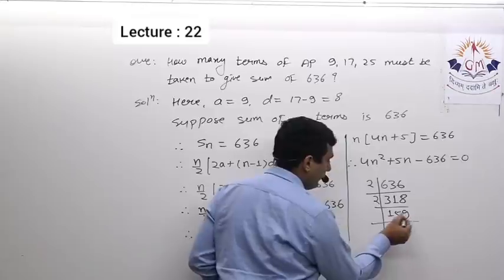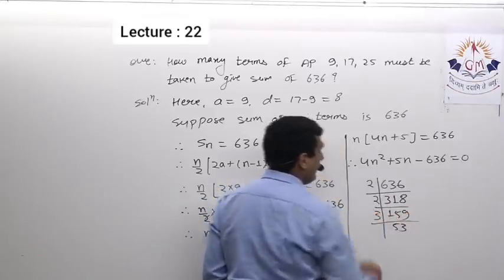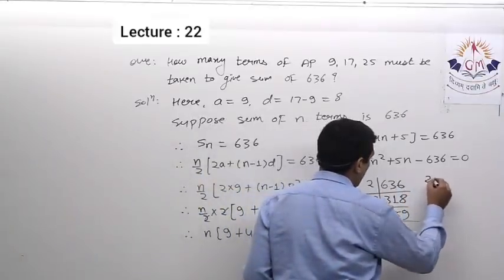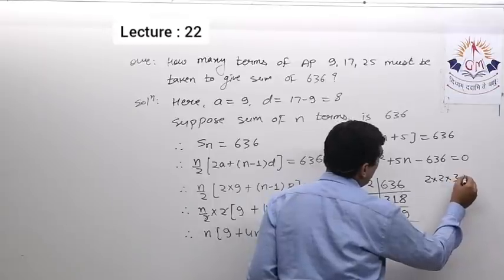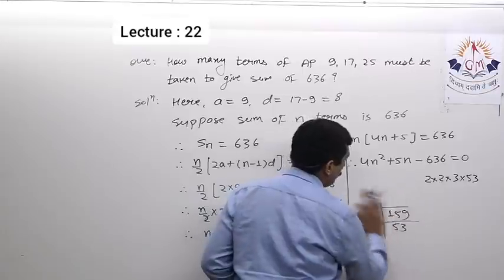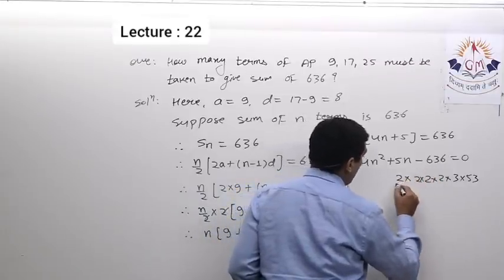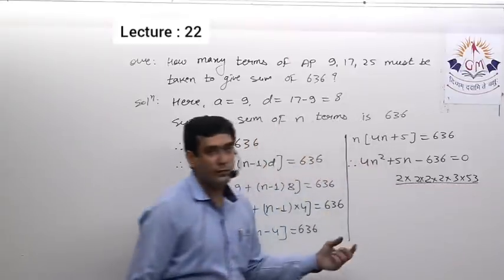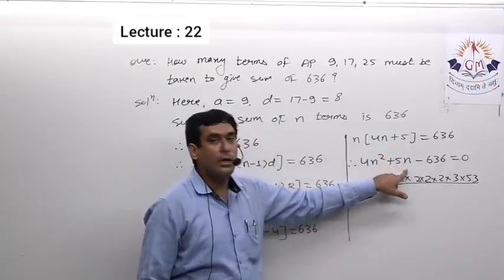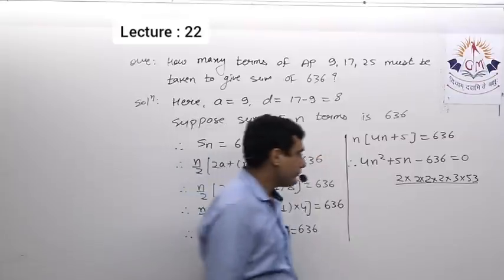Now it is not divisible by 2, but yes, it is divisible by 3. 53, it's a prime number. So factors of 636 are 2 into 2 into 3 into 53. Now factors of 4, that are 2 into 2. So I will include those over here. Now these are the factors. Using these factors I have to make two groups such that their sum or their difference must be 5.